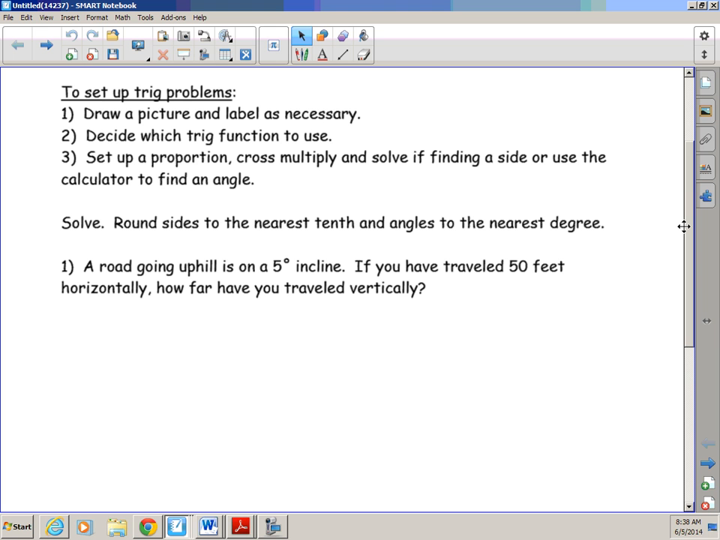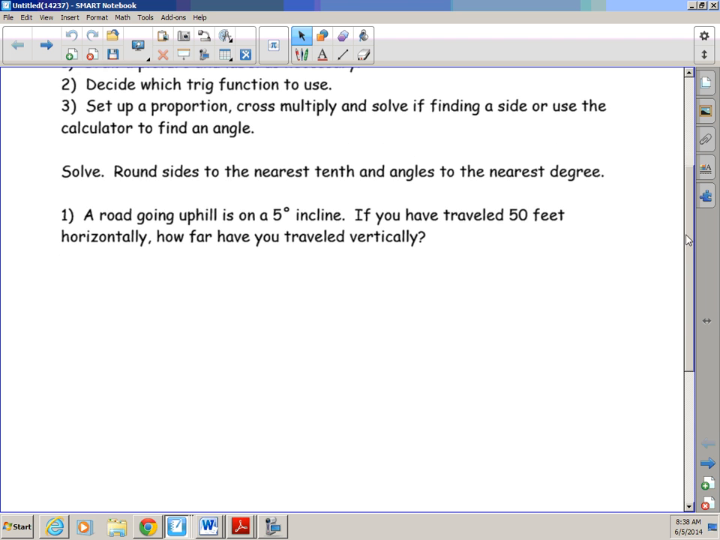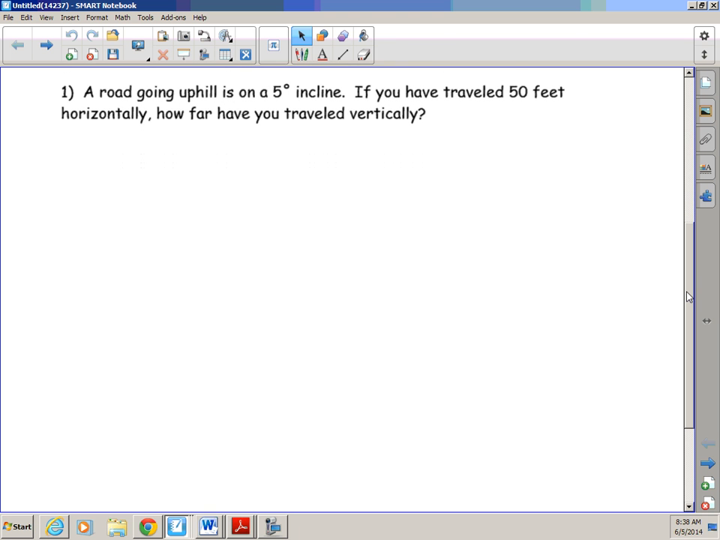What are we always going to draw a picture of? A right triangle for the most part. We're going to decide which trig function to use, sine, cosine, or tangent, and then we're going to set up a proportion and either cross multiply if we're finding a side, or use the calculator if we're finding an angle. Round sides to the nearest tenth and angles to the nearest degree.